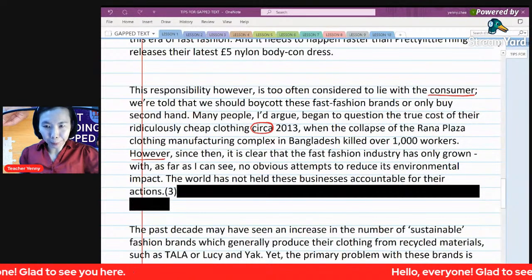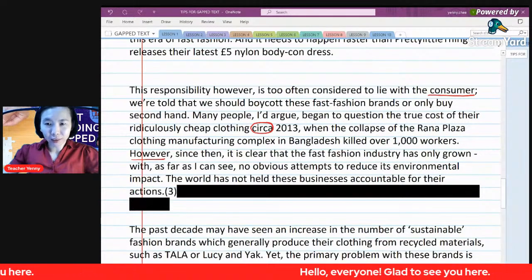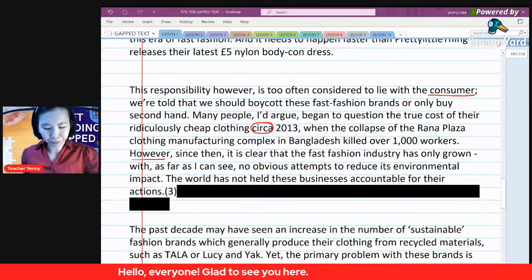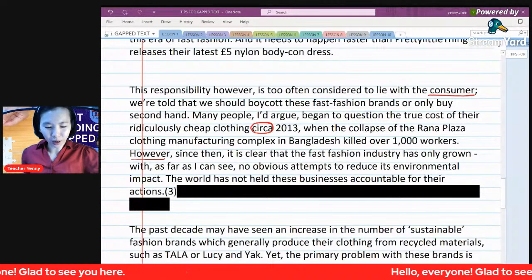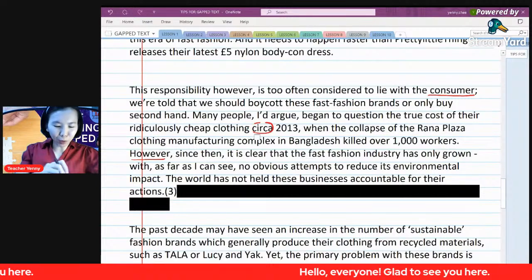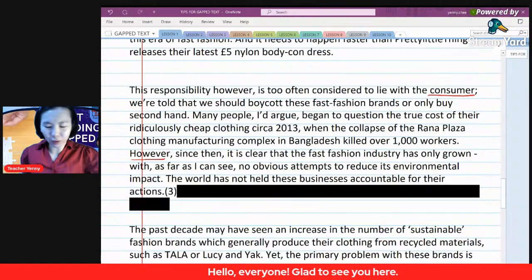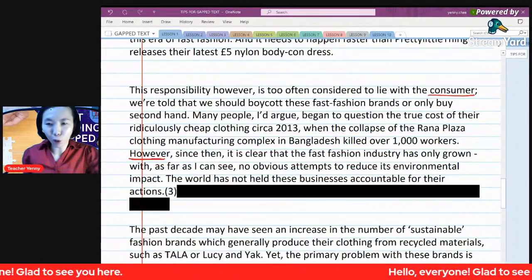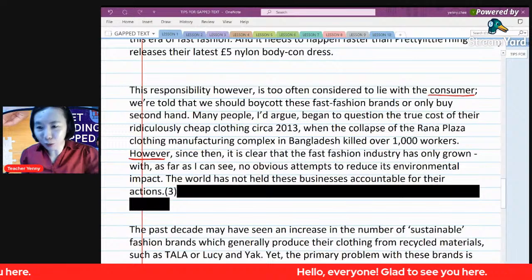Remember, around the gap, you need to highlight the words, right? What are the words that you need to highlight? Yes, please let me know. I've given you some. Please let me know. What are the words that you need to highlight or underline? Come on. Dear students, are you sleeping?